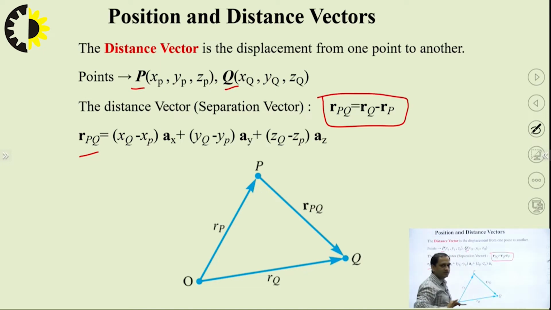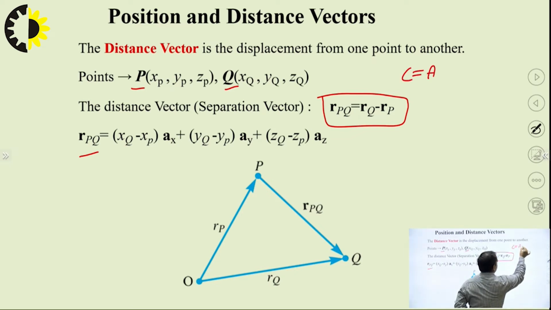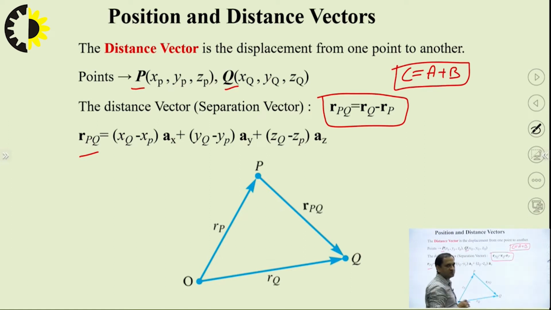In the whole syllabus, one thing you have to keep in mind: we know the addition of two vectors is equal to C. If you remember this small rule, then most of the numericals you can solve very easily. There is no need to do anything by heart. So, in this case you can see, as I said, A plus B is equal to C. A is R_P, B is R_PQ.